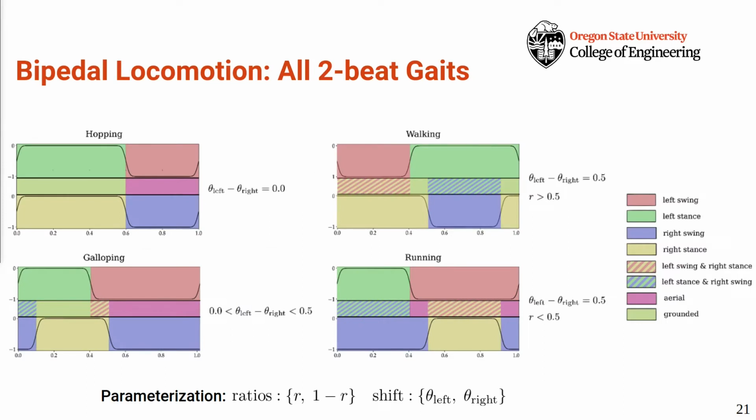When the shift between both feet is somewhere between 0 and 0.5, the resulting behavior is galloping. Like with walking and running, adjusting the ratio parameter to put more time in swing results in behaviors with more time in aerial phases. By making these parameters knobs that an end user can control, we are able to continuously switch between any of these 2-beat gaits.